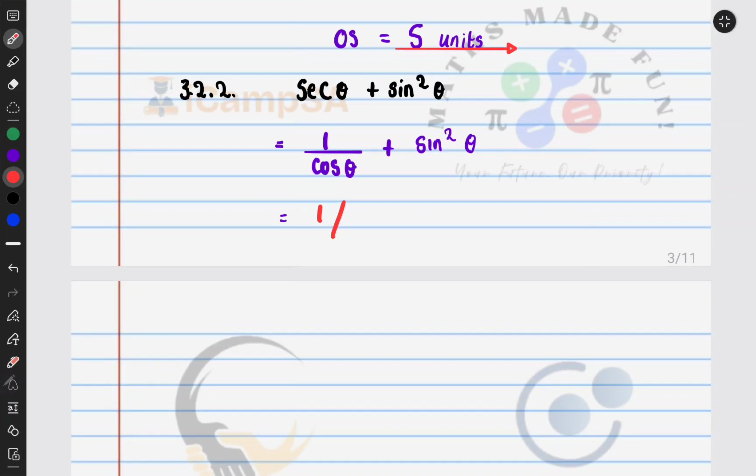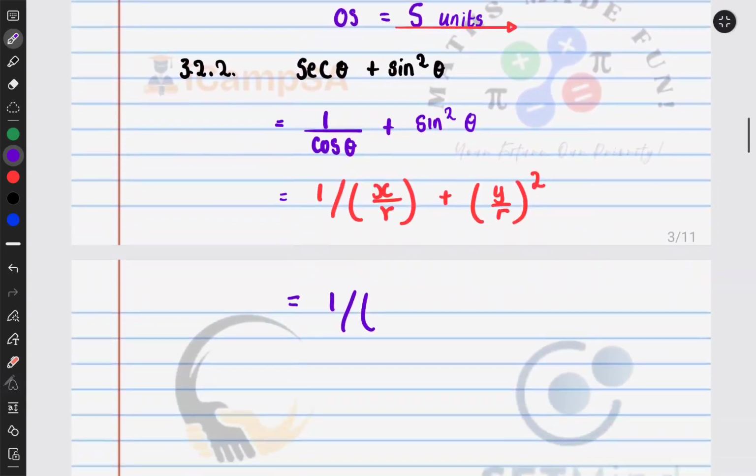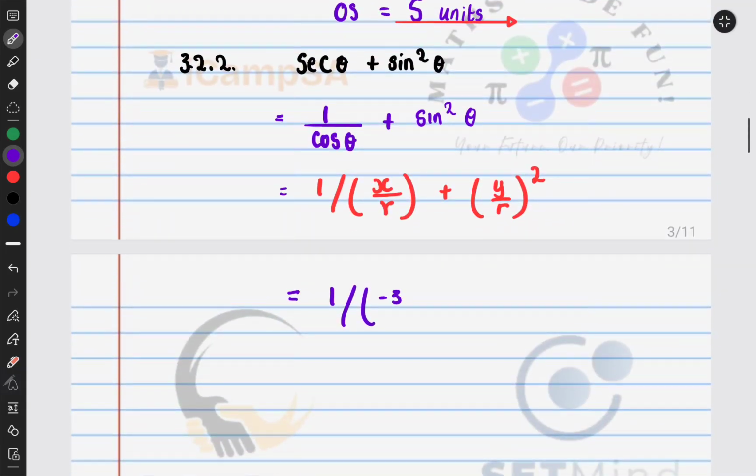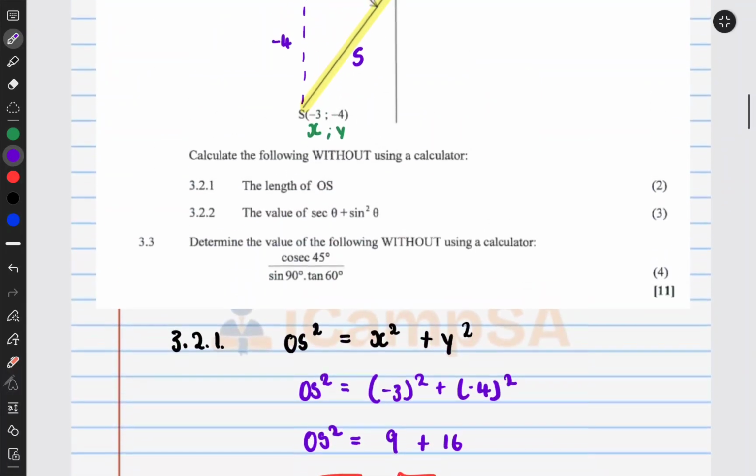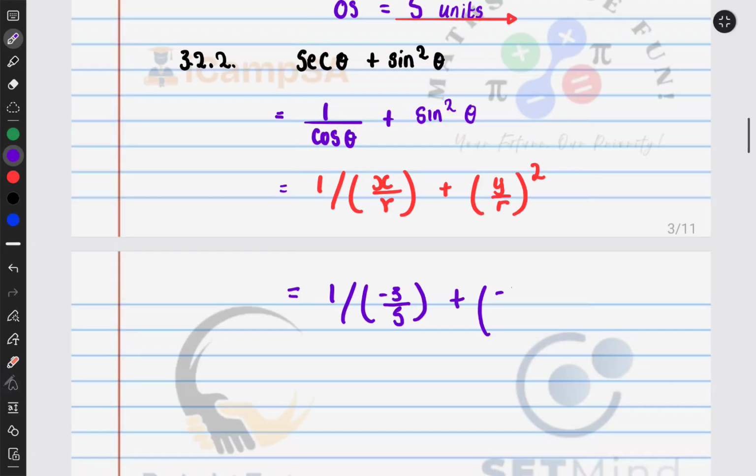So it's going to be 1 over x over r, which is adjacent over the hypotenuse. Then what is sine? The ratio of sine is y over r, and this will be squared. Once we're here, we can substitute the values. The value of x is -3 and the value of r is 5, so we have 1 over -3 over 5, plus, the value of y is -4, so -4 over 5 squared.